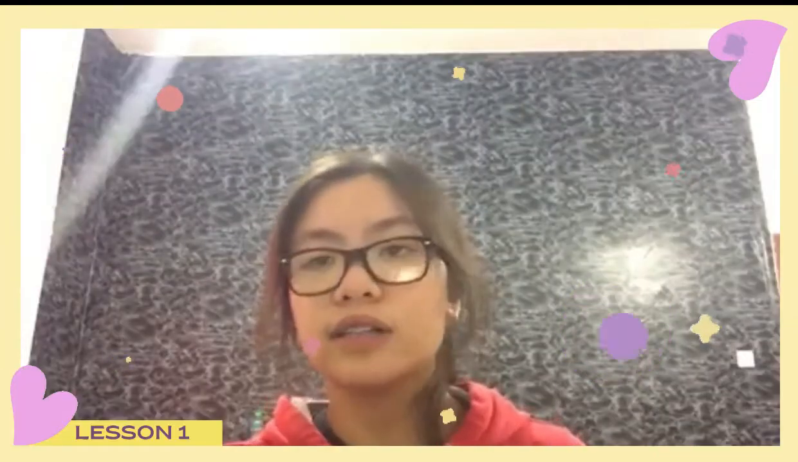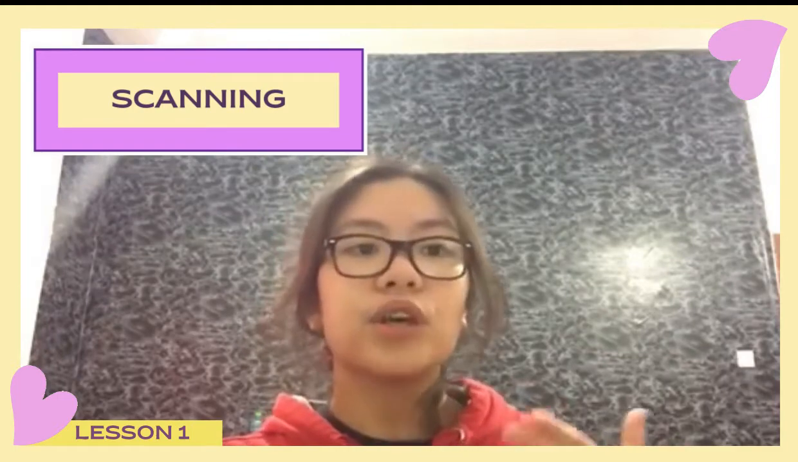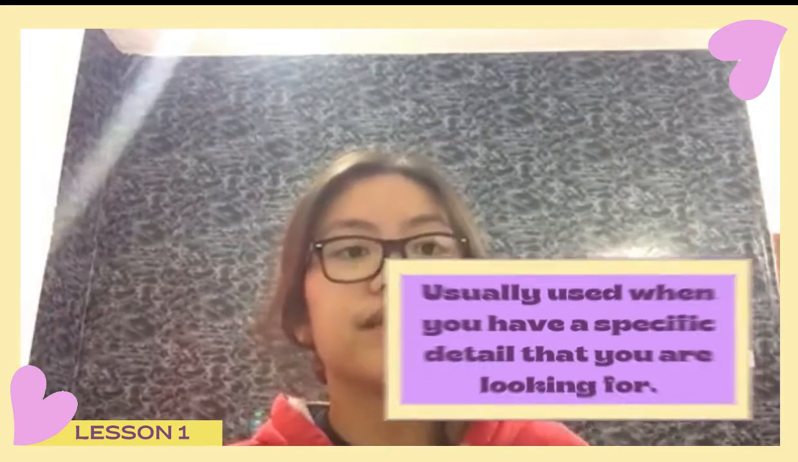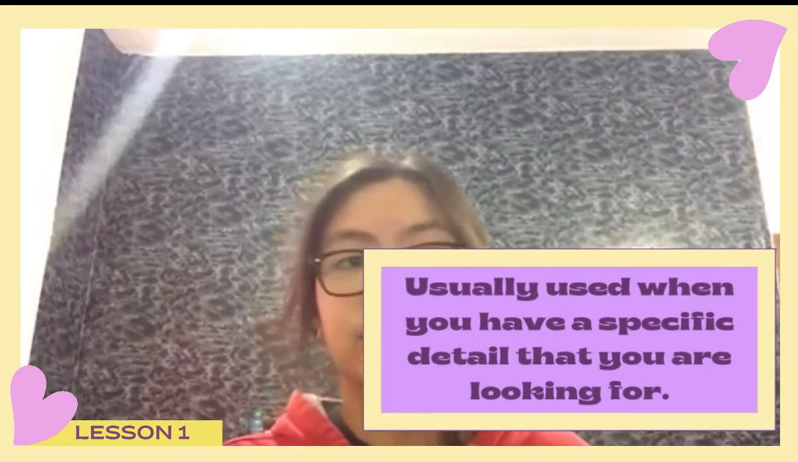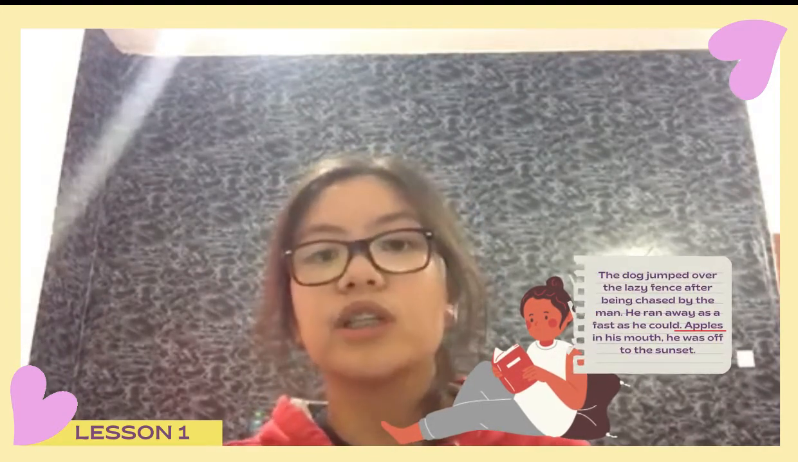The third and final skill under this strategy is that of scanning, where someone reads to look for specific information. This is usually used when you have a specific detail that you are looking for. Not everything is read, but you may run your eye along the lines until you find the details that lead you to the piece of information that you need.